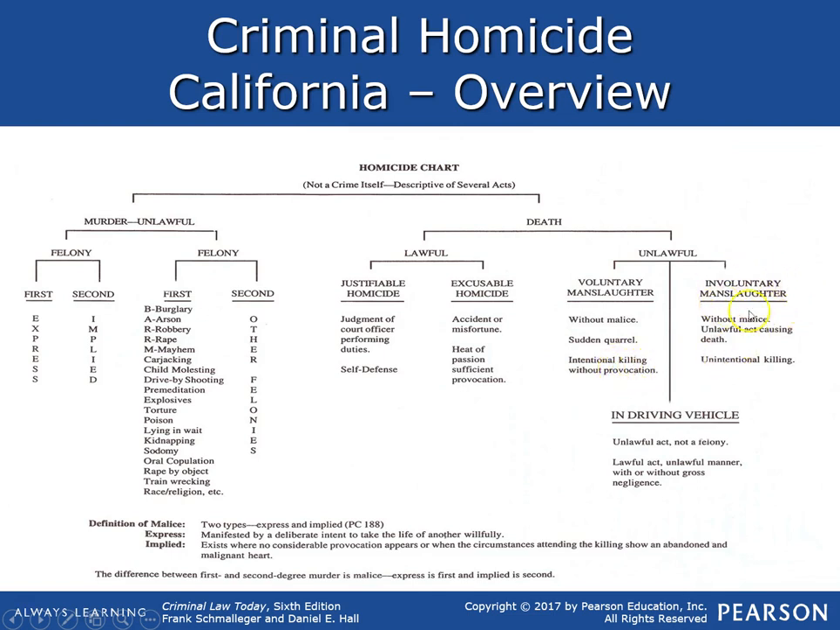And then you can look here, involuntary manslaughter. Without malice, an unlawful act causing death or an unintentional killing. Now, again, this is California, so it could be a little bit different, but this at least gives you the umbrella of homicide and how things fall underneath homicide. So I hope that this chart helps you in understanding a lot of the different aspects of criminal homicide.